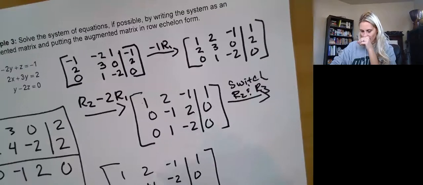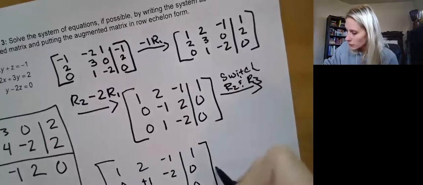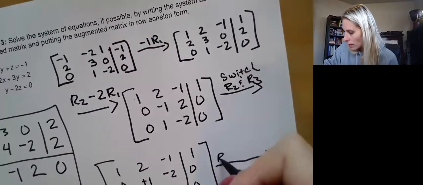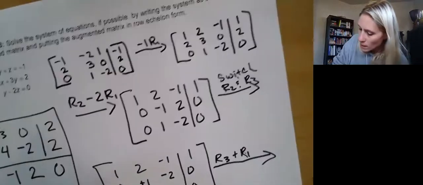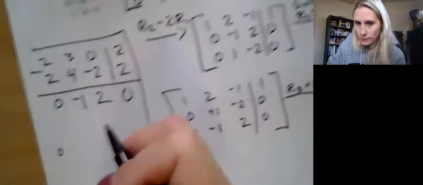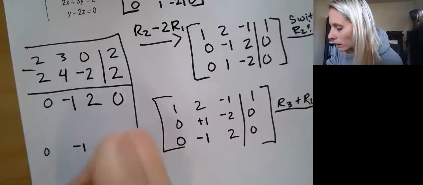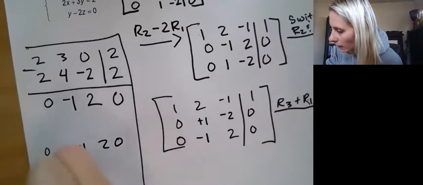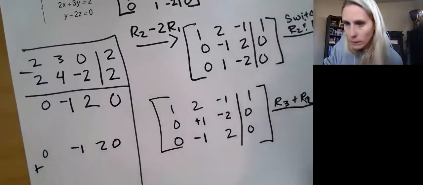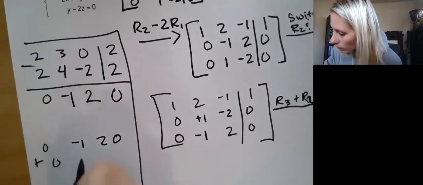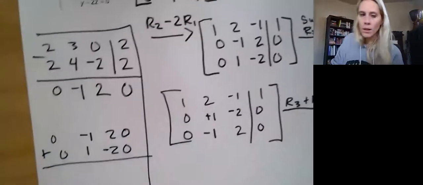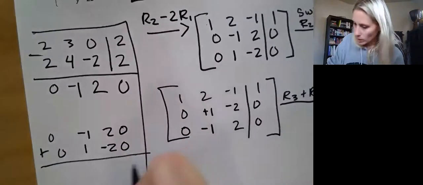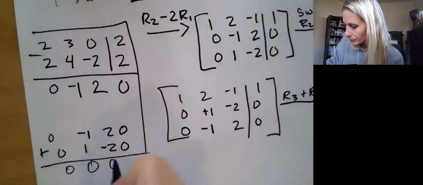Okay, great. Now we need this one to be 0. Oh, look, guys, all I need to do is add row 3 to row 1, and then I get 0 in that spot, right? So row 3 is 0, -1, 2, 0, and I'm going to add row 2. So 0, 1, -2, and 0. What happens? We get zeros across the board.